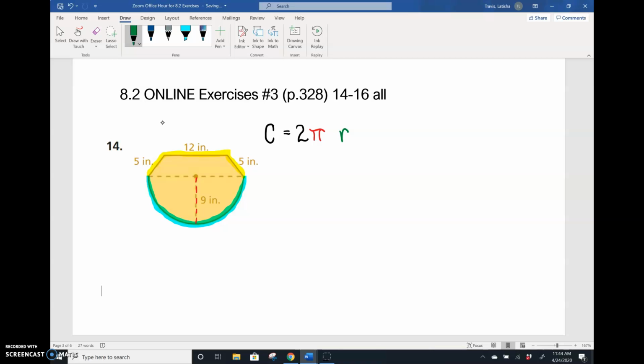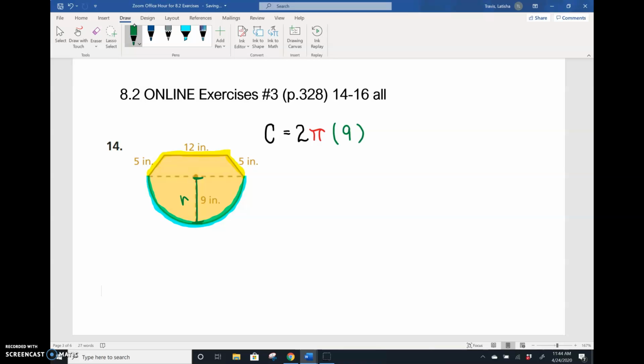So we know that the radius, I'll re-highlight it in green, is right here. This is the radius. And they tell us that the radius is 9. So because the radius is 9, we're going to use substitution. We're going to take the r out of our formula, and we're going to put the number 9 with parentheses in its place.